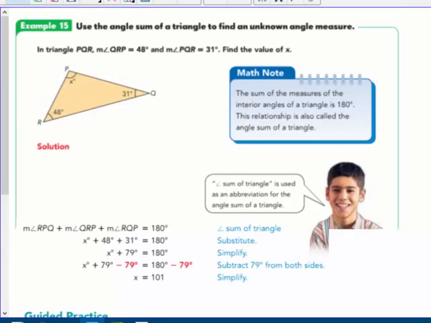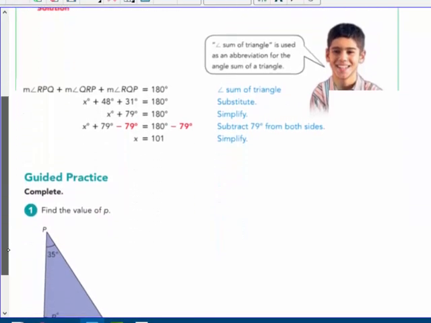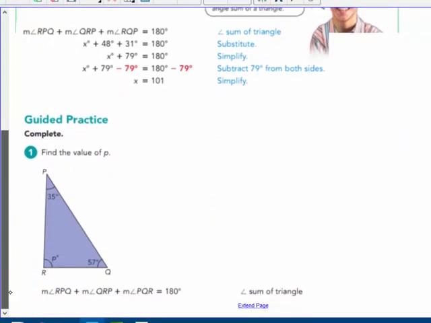Next page. Use the angle sum of a triangle to find an unknown angle measure, when we know the angles in a triangle sum to 180. In triangle PQR, QRP is 48, PQR is 31. Find the value of x. So what's the missing angle? And you can see that it's worked out here. You're going to add the two angles that you have, subtract from 180, and you get that that missing angle is 101 degrees. So let's try this question, very similar.